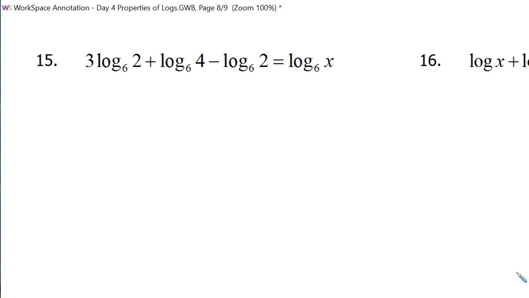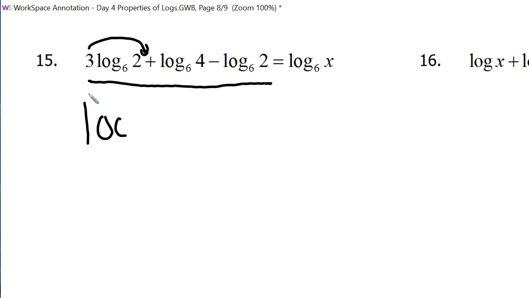If you have more than one log, combine them together. If you have the coefficient, what do you do with the coefficient? Make it an exponent. And that would be 2 cubed. And what's 2 cubed? 8. If you have addition, what do you change that to? Multiplication. So 8 needs to be multiplied by 4. And that answer, if I get to subtraction, changes to which operation? Division. So 8 times 4 needs to be divided by 2.